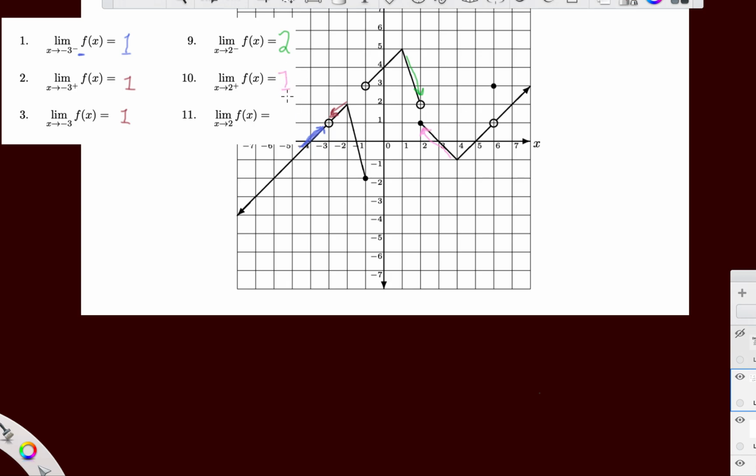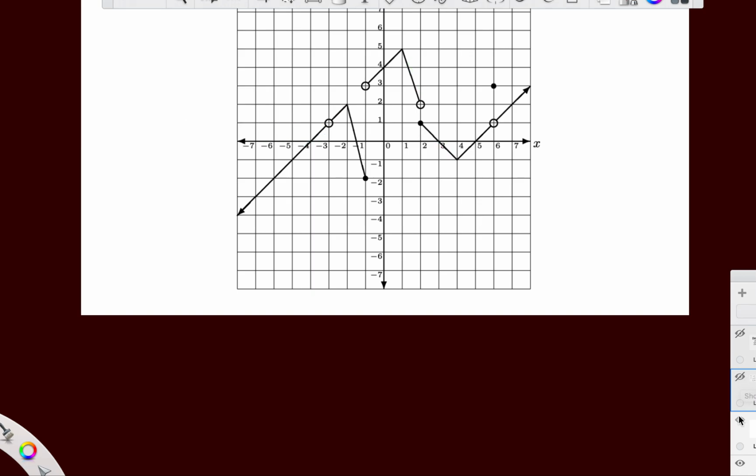Well, if we look from both sides, like this one says, we get 2 from the left and 1 from the right. So this actually, we would write, does not exist. So you're going to have a couple of graphs like this where you're going to have to look as it approaches from the left and from the right. All right, so really and truly, that's the big idea of limits on a graph.